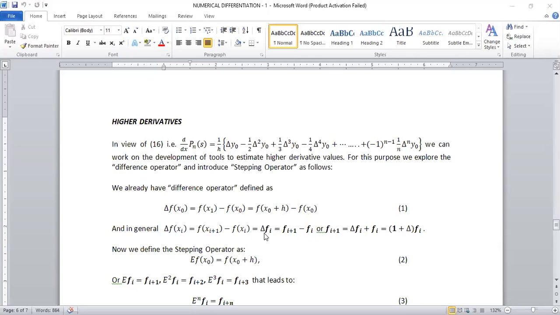If I have this as delta fi is equal to fi plus 1 minus fi, तो मैं इसको यूं भी लिख सकता हूं कि fi plus 1 is equal to delta fi plus fi. Now, like differentiation, delta is operating on fi. What is operating on fi in this term? In this term, it is delta which is operating on fi. In this term, it's only 1 which is operating on fi.